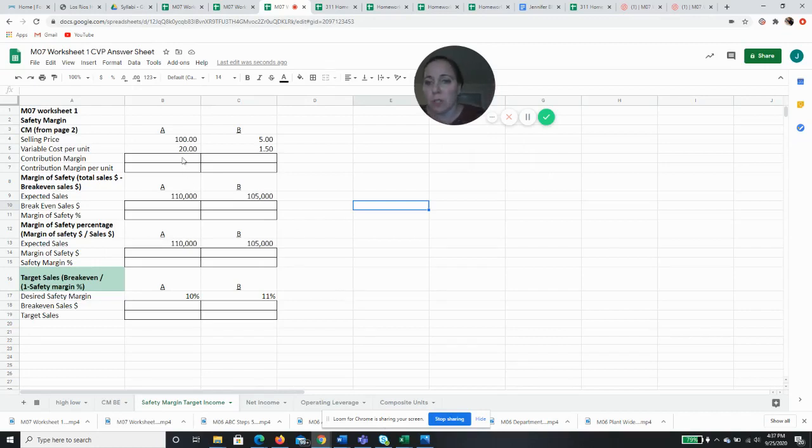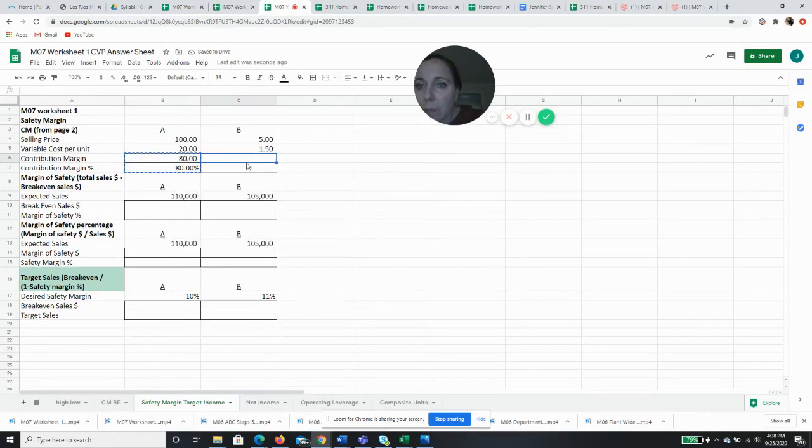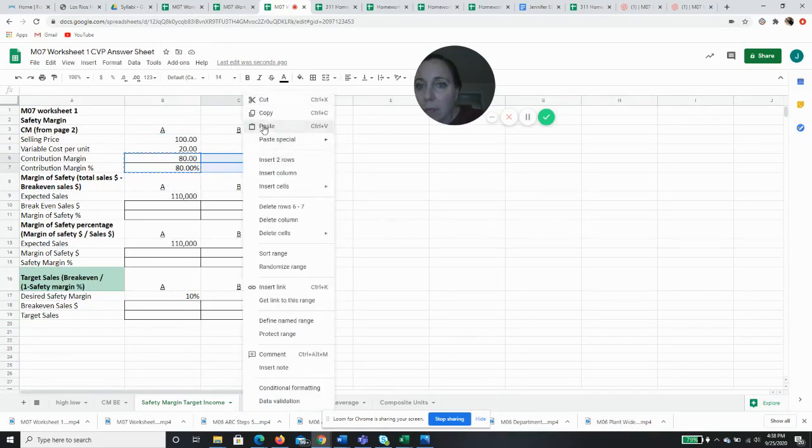So the first thing we do is calculate our contribution margin and contribution margin percentage. Remember, contribution margin is sales minus variable cost, and contribution margin percentage is contribution margin divided by sales. And so we're just going to copy and paste.